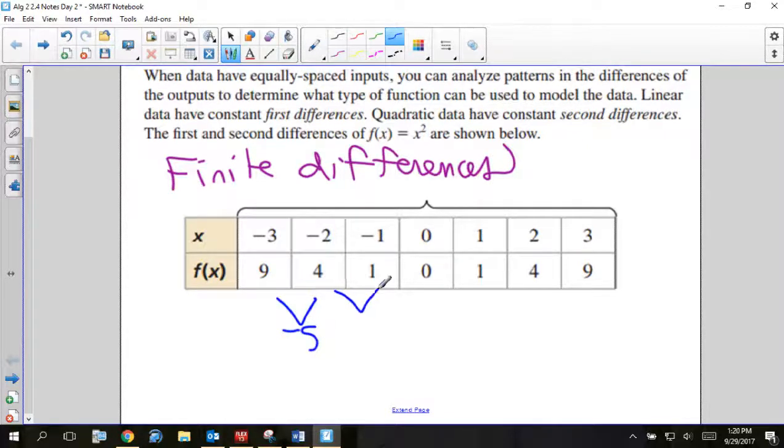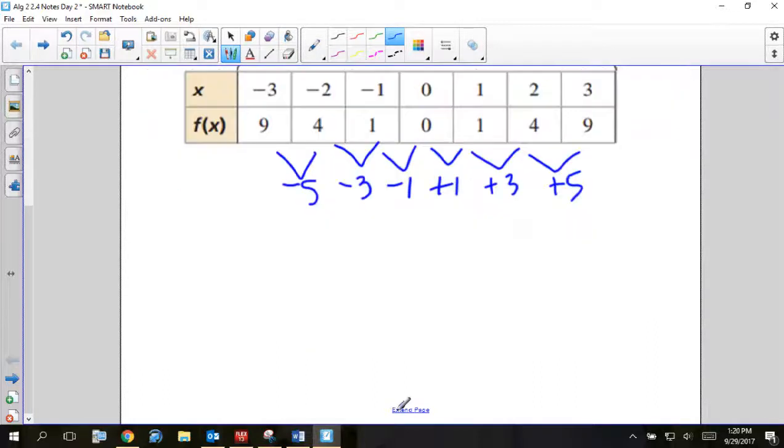From 4 to 1, what do I do? Subtract 3. From 1 to 0, subtract 1. 0 to 1, add 1. 1 to 4, add 3. 4 to 9, add 5. So that's finding the finite differences. This would be called the first difference.